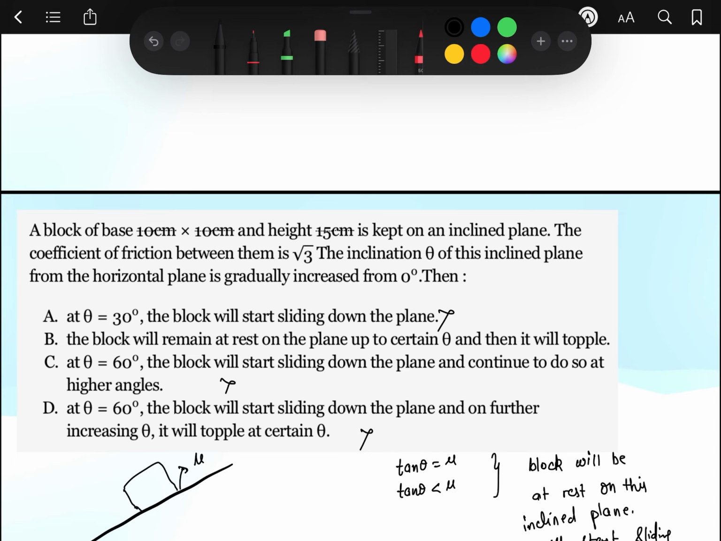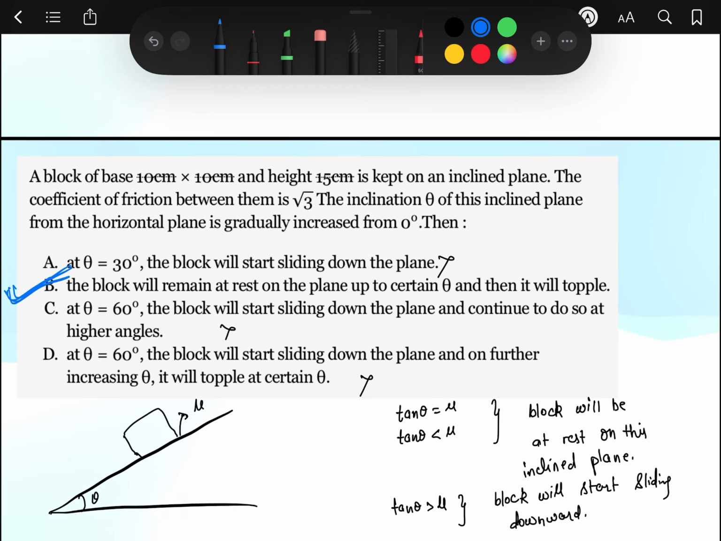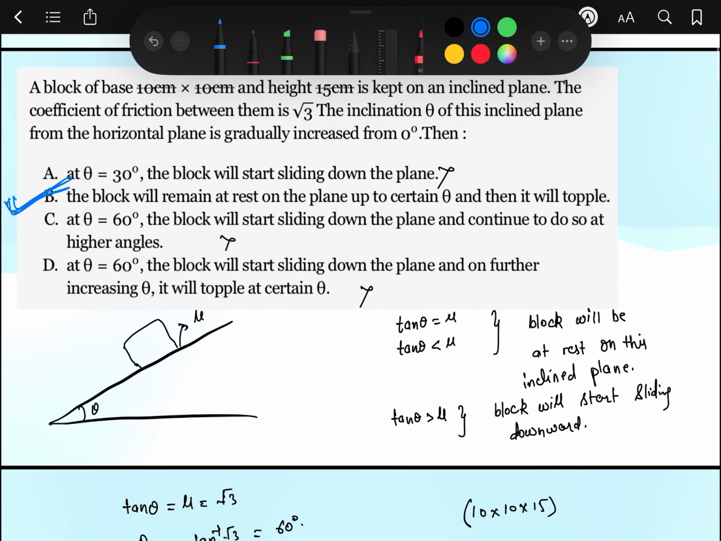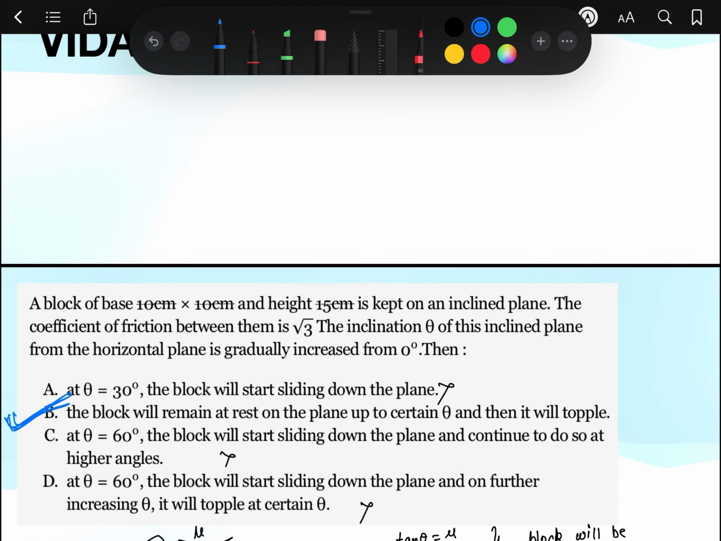So the remaining option is B. The block will remain at rest on the plane up to a certain angle theta, then it will topple. It is the correct option. Before the condition of sliding, the block will topple. So B is the correct option for this question. This was a good question actually. So thank you.